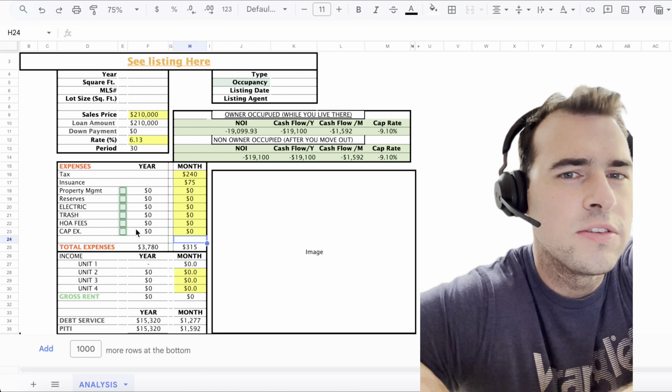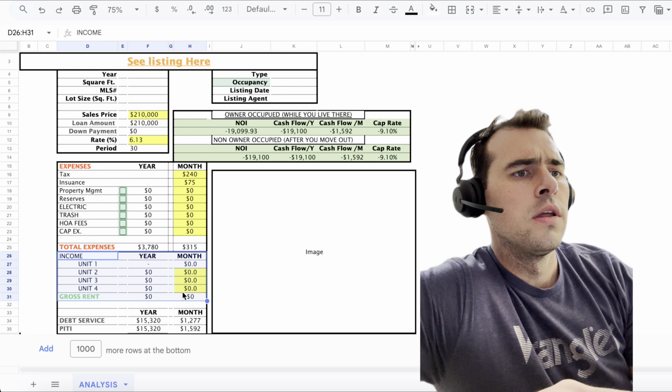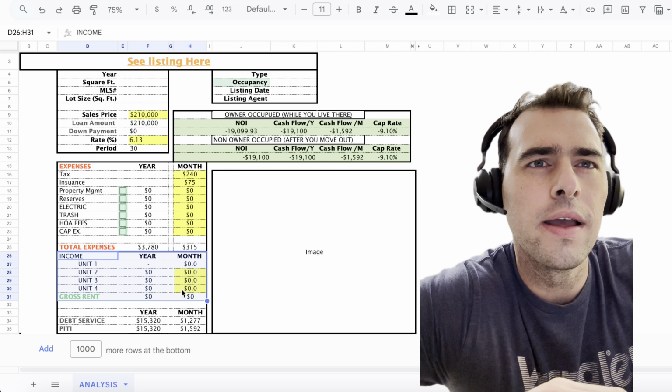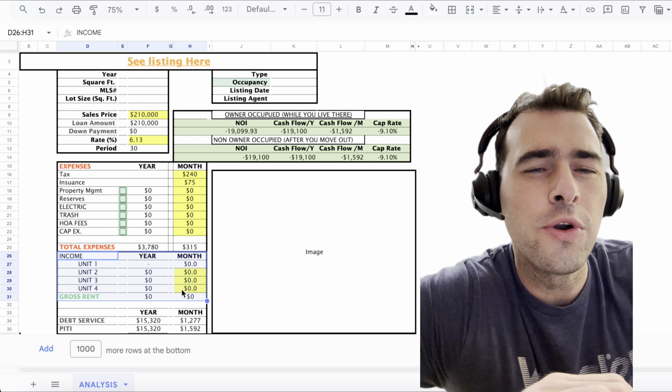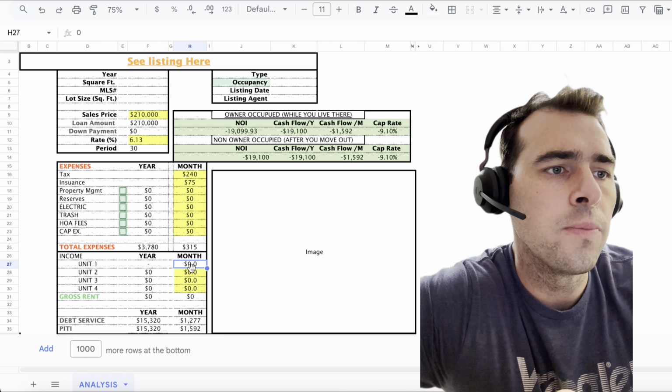So once you have your expenses done, you're gonna move down to your incoming rent. So the VA home loan is an owner-occupied loan, so you must live in the property that you're purchasing. So that is why this right here is left not highlighted.